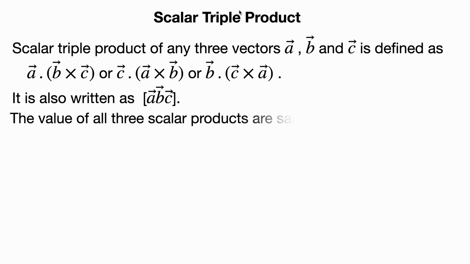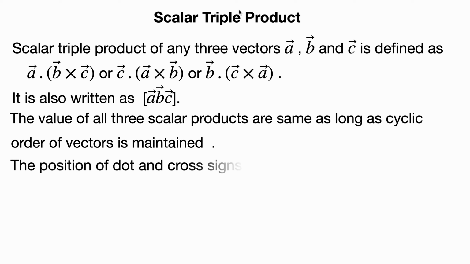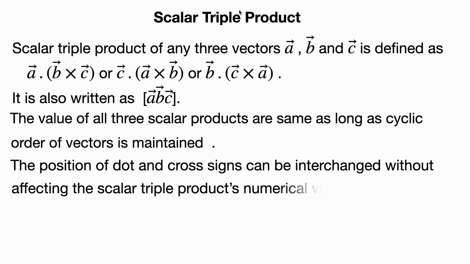The value of all three scalar products are same as long as cyclic order of vectors is maintained. The position of dot and cross signs can be interchanged without affecting the scalar triple product's numerical value.